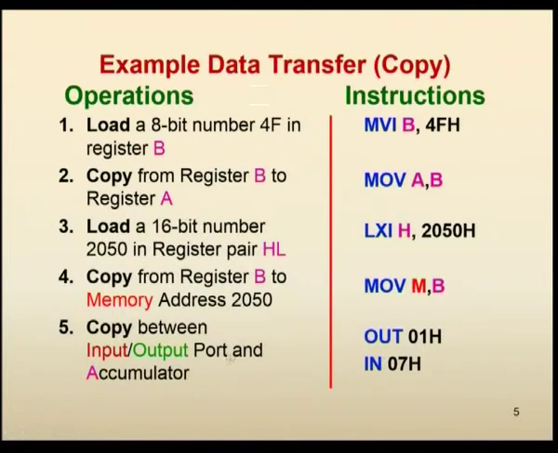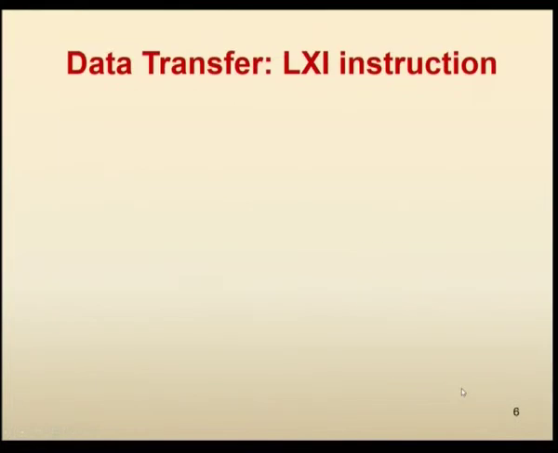If you want to send the data that is there in the accumulator to output port number 01, you write OUT 01. You have to mention the port number, of course, in binary form, here in the shorthand binary form, that is the hexadecimal form. If you want to read the contents of input port number 07, then the contents of the input port will go to the accumulator. So, IN 07H. These are some of the instructions.